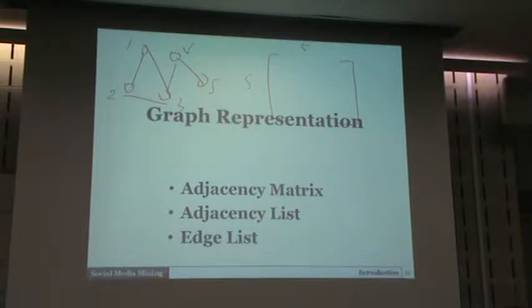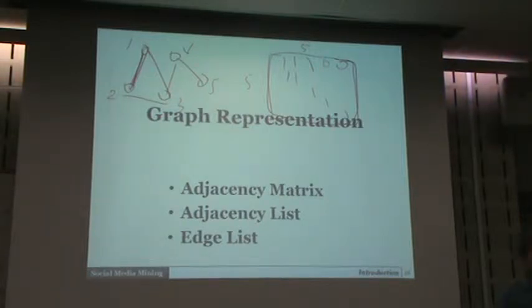Then 1 and 1 is the same thing. If they are adjacent, connected, 1 and 2 is connected, and 1 and 3 is connected, 1 and 4 not, and 2 and 1 is connected. And in case of a directed graph, it may be different depending on the direction. And you can build such an adjacency matrix.